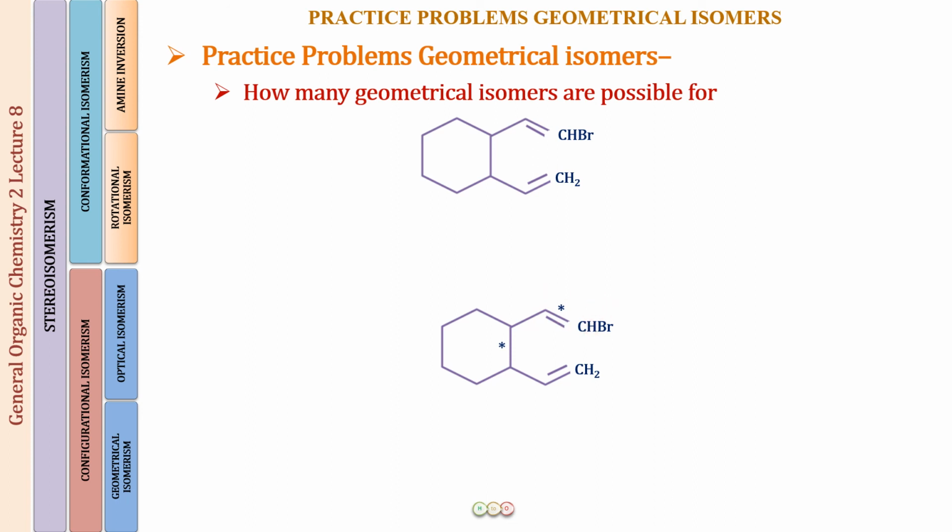So we have two stereo centers for this compound, and because this is an unsymmetrical structure, the number of GIs will be 2 to the power 2, that is 4. All right, I hope this is clear. The things should now be very clear to you people. So 4 isomers are possible for this structure.